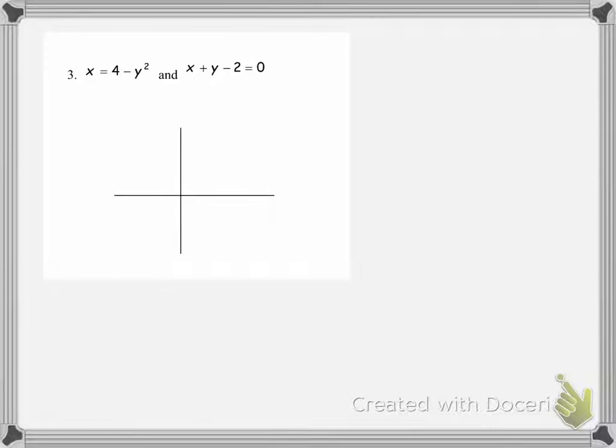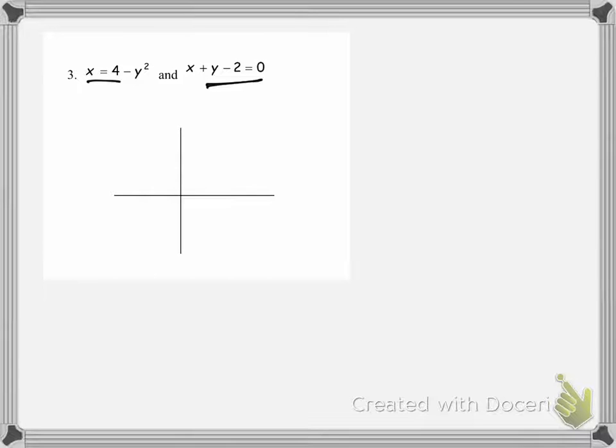Okay, this one is a good example because, first of all, it's solved for x, so that's a hint that we're probably going to be doing a left-right one instead of a top-bottom one. And notice that this one is solved for x. This would be a left-facing parabola, and this would be a straight line. But we can't graph them until we have them solved for y.